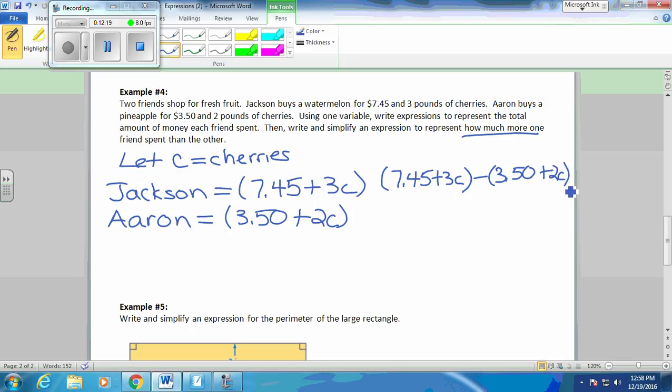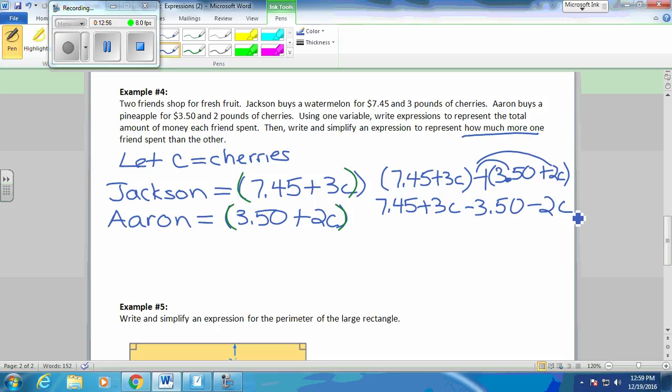Now it is important that you do not drop those parentheses. So that's why when I first wrote my expressions, I put the parentheses right here, because that whole expression represents Jackson's purchase and that whole expression represents Aaron's purchase. So in front of Jackson, the $7.45, I can distribute a positive sign so that doesn't change anything inside the parentheses. I need to now distribute this negative sign, and I'm just putting the 1 behind there to remind myself. So this is negative $3.50 and the negative 2C.